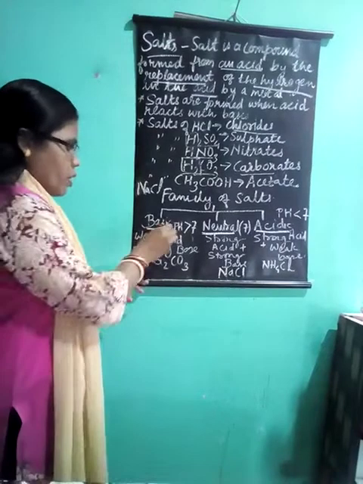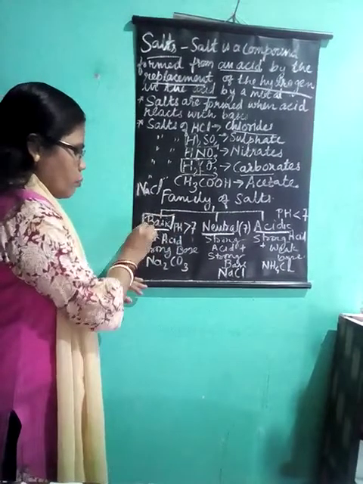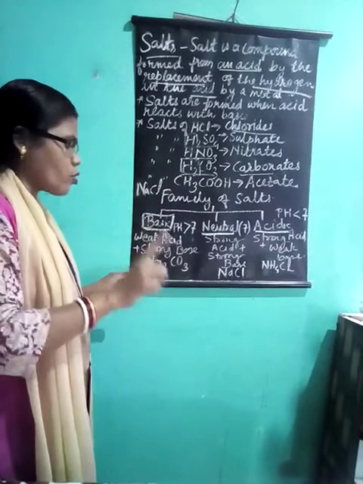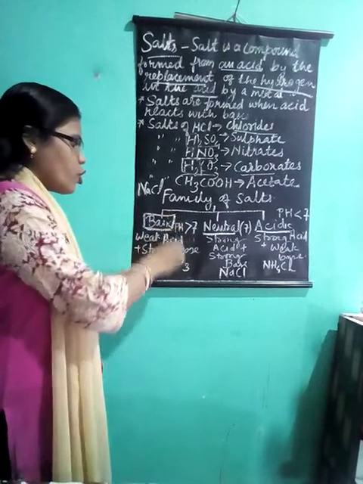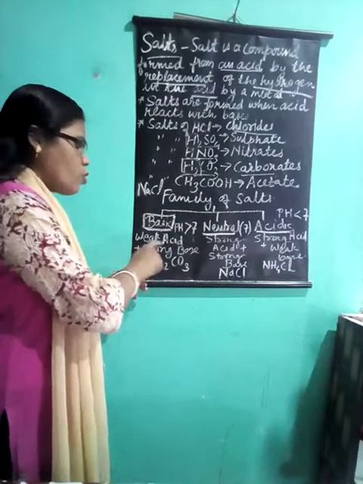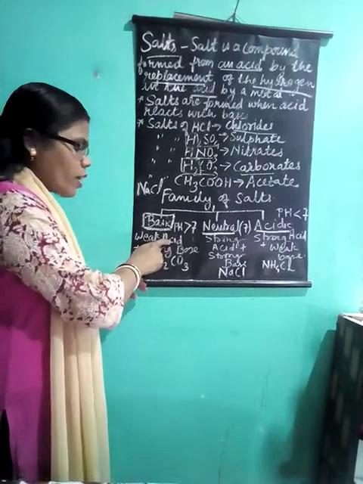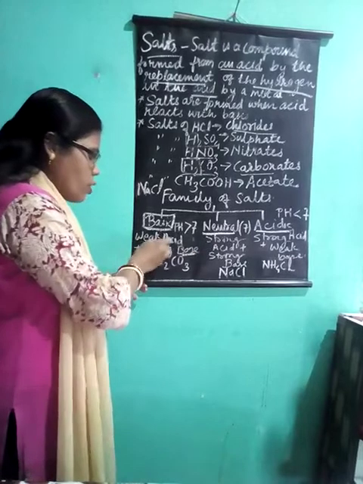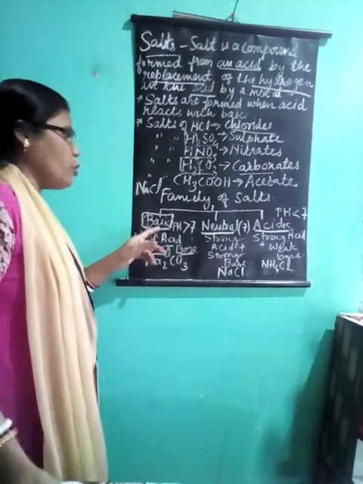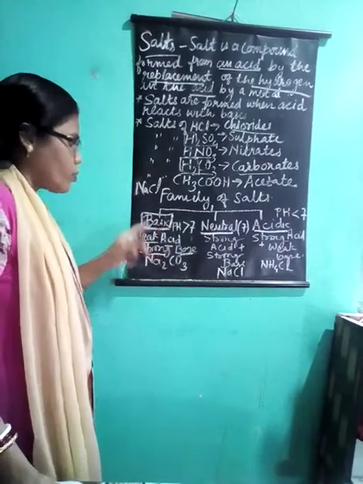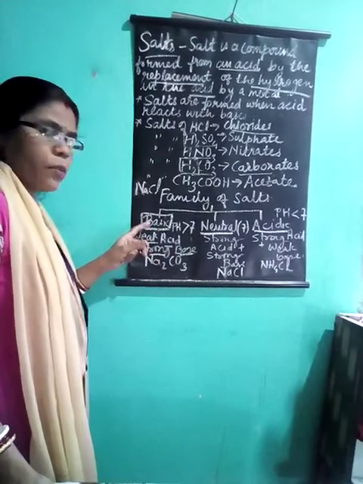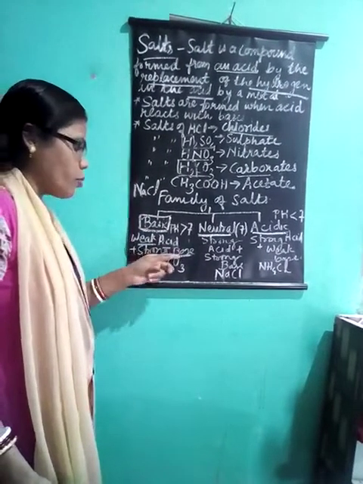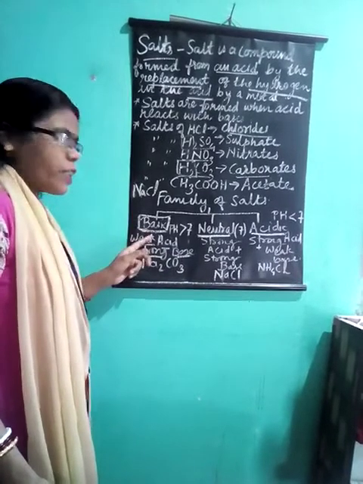See, basic, from the word basic you see, means you should have a strong base. Unless and until you have a strong base, basic will not be there. So strong base plus weak acid. The other substance is acid, that should be weak. Strong base plus weak acid, what will be formed? Basic salt. The base should be strong. Got it? Weak acid plus strong base gives you basic salt.